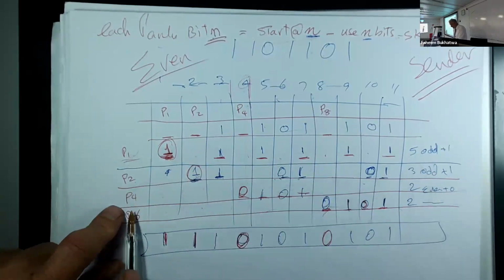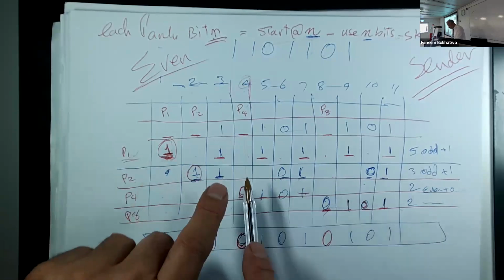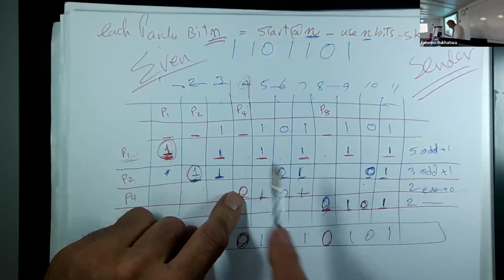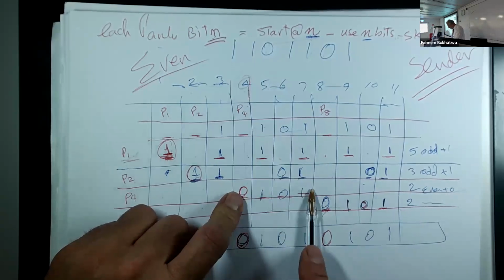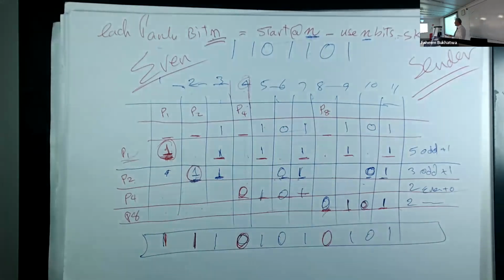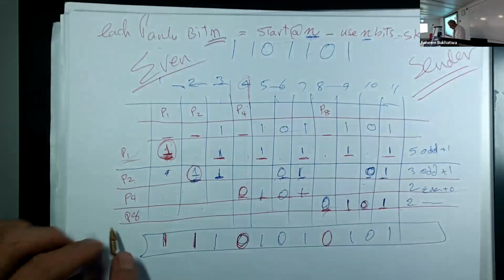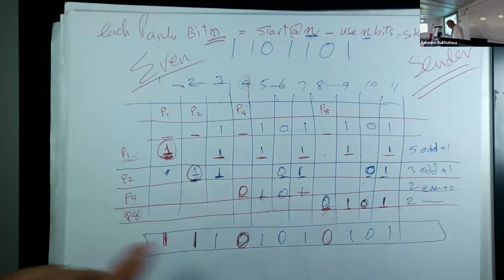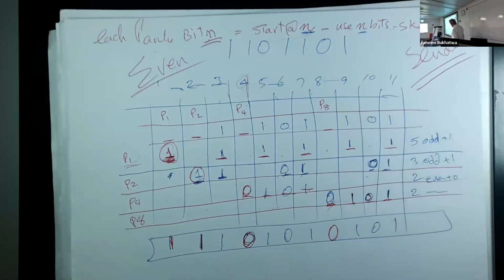Now, when you get to parity 4, you must start at column 4 and take 4 columns. That's 4, 5, 6, and 7, and skip 4. That's 8, 9, 10, and 11, and so on. And same with parity 8. You start at number 8, you take 8 bits. If there are not 8 bits, take as many as there are.